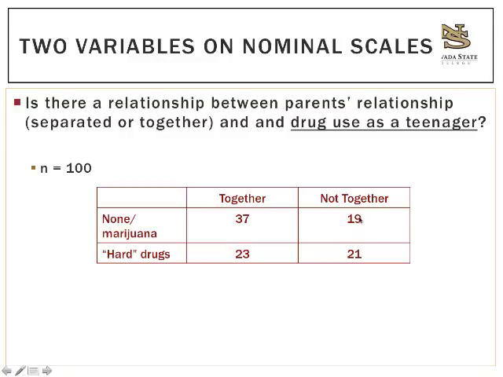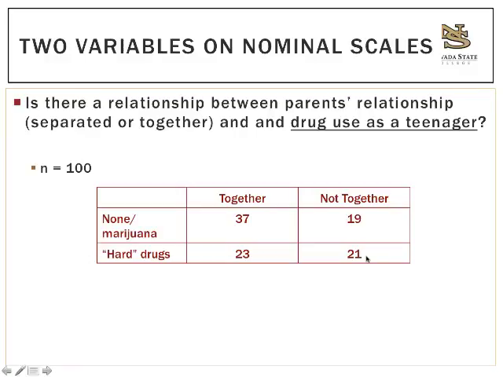So there are more people who used hard drugs than people who didn't use any drugs at all or only used marijuana. Although this difference is pretty small, so maybe we can think of this more as just even between the two. But in either case, we have different patterns or different distributions. So in the together column, we have a distribution such that more people were in the non-marijuana category than in the hard drugs category. And in the not together column, we definitely had at least an even distribution, if not more people doing hard drugs.